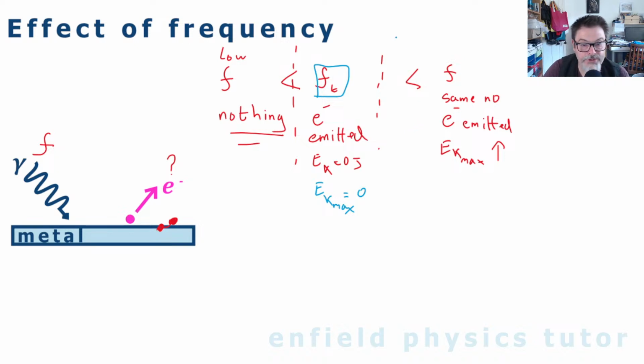Now, there's an interesting thing here. What happens if you were to have a frequency just below the threshold frequency, a tiny little bit less energy than you would need? What would happen if you irradiated the surface of the metal with, say, a frequency 2 hertz below the threshold, and you waited, and you waited, and you waited? And the answer is nothing happens. You still don't get an electron.